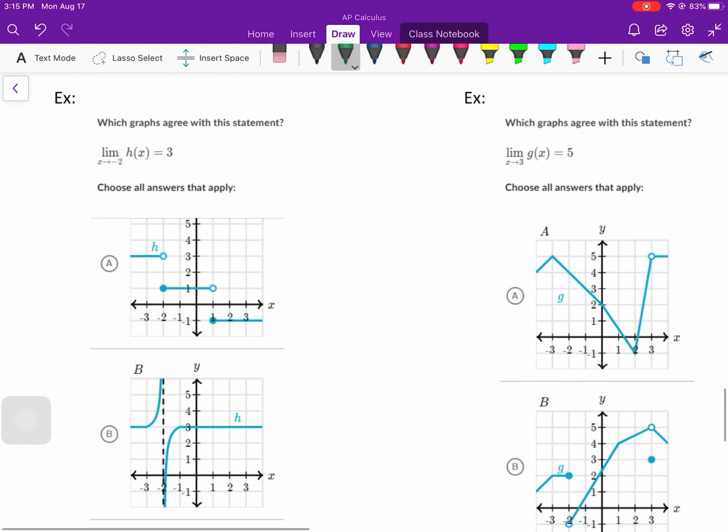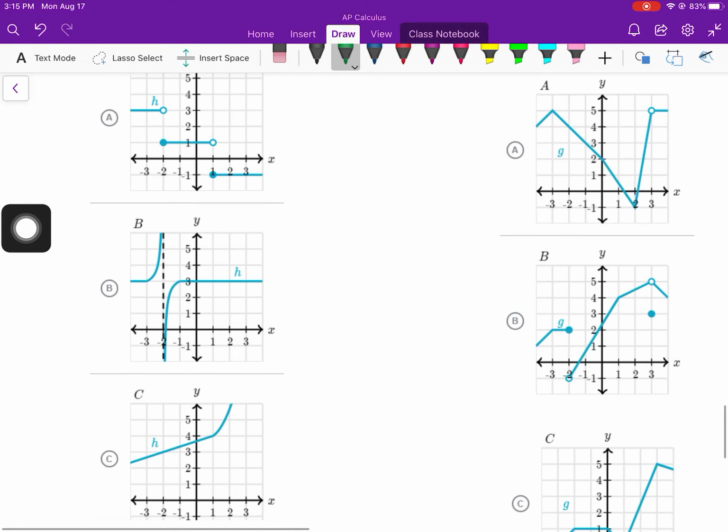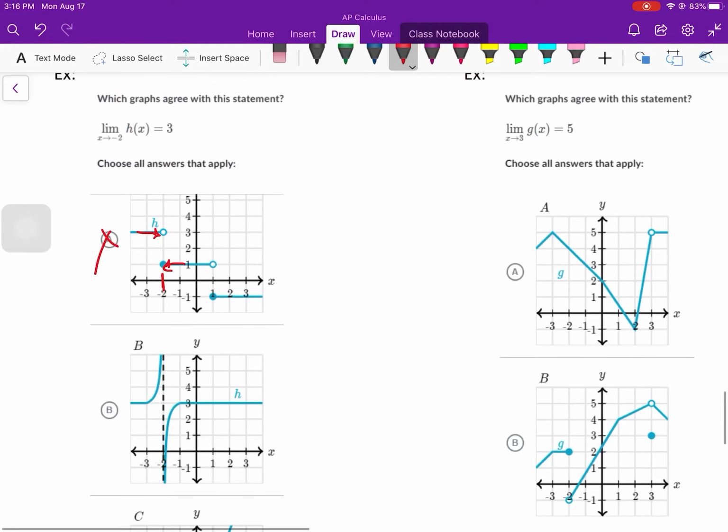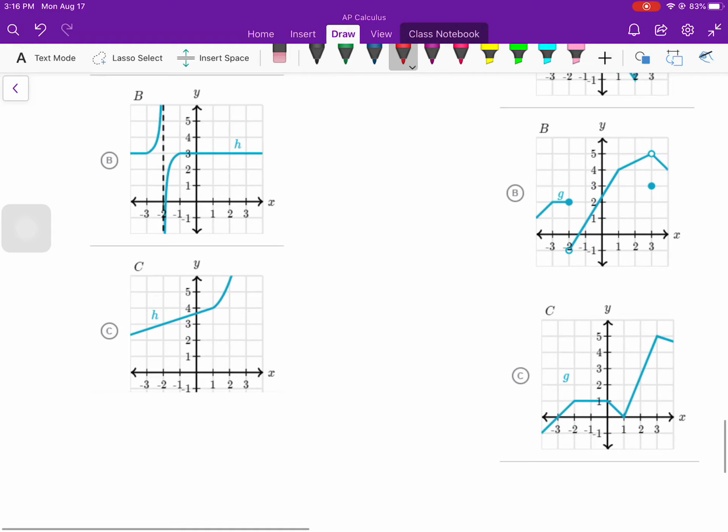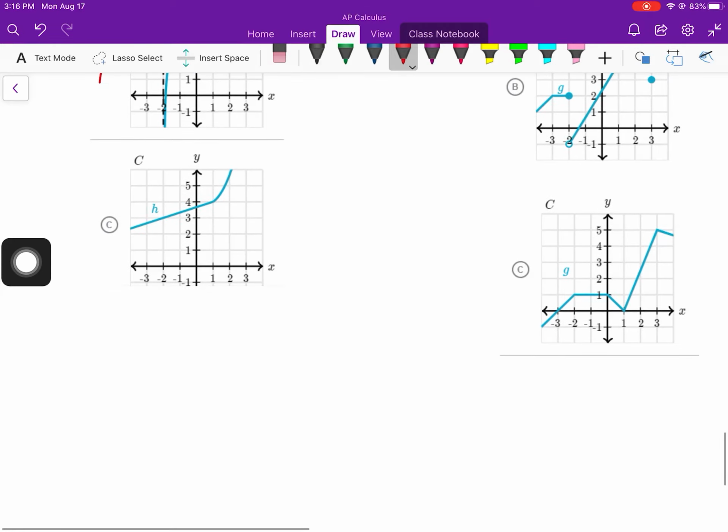Let's look down here. Which graphs agree with the statement? We're going to look for all graphs that have the limit as x approaches negative 2 equal to 3. As we approach negative 2, well, the limit doesn't exist because look, the right-hand limit and the left-hand limit are different. So that limit doesn't exist. We want it to equal 3. Over here, it's unbounded both ways. This one is blowing up to infinity. This one's going down to negative infinity. That's unbounded, so that's out.